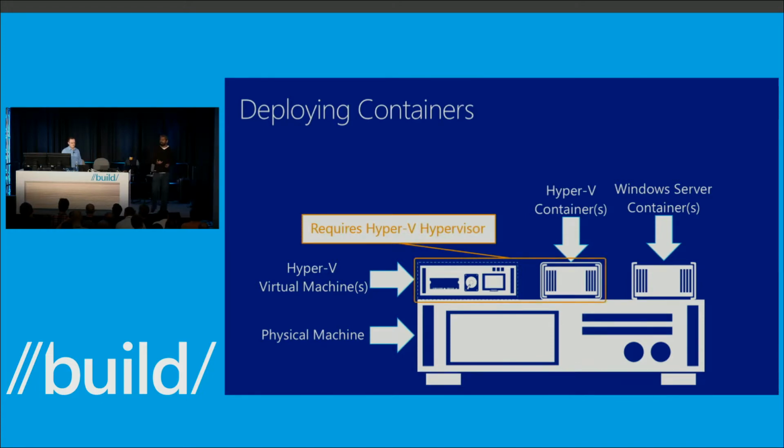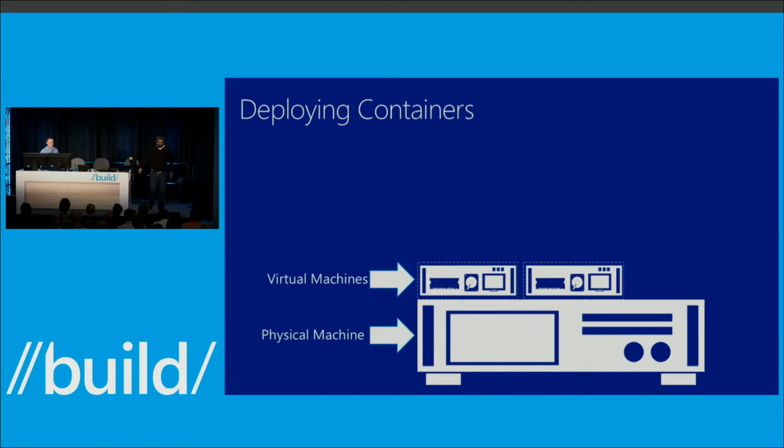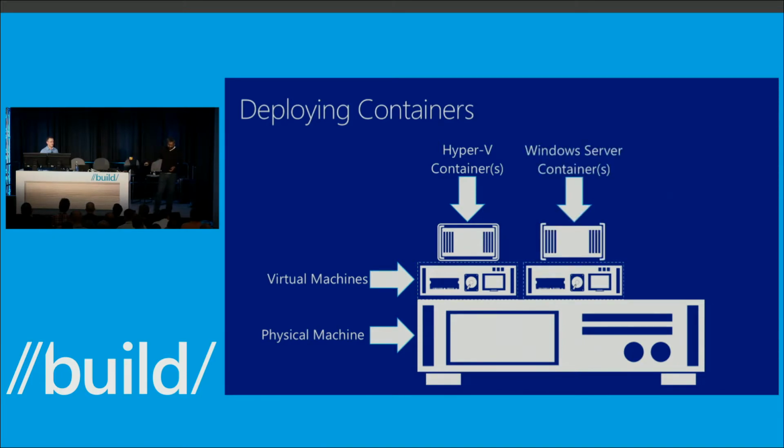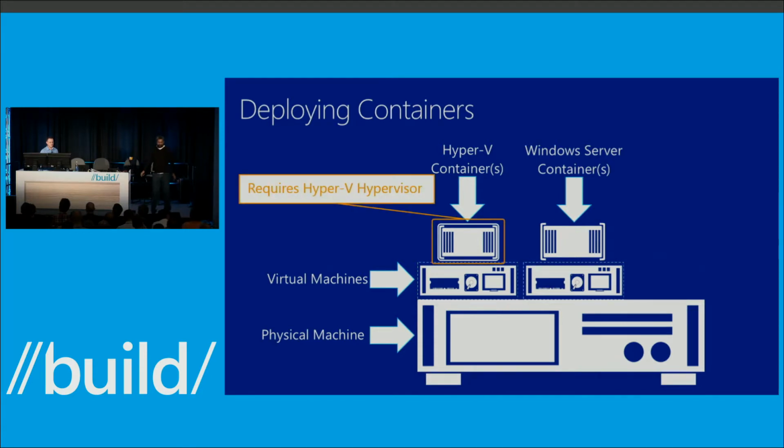Of course, the first two require Hyper-V to be present. The Hyper-V containers require the virtualization bits to be present, the innovation that we have done with Hyper-V. And virtual machines require Hyper-V bits as well. You could have virtual machines deployed on your physical box, and you can deploy Hyper-V containers inside a virtual machine. Or you could have Windows Server containers deployed inside virtual machines. Is it spinning your head a bit? Maybe.